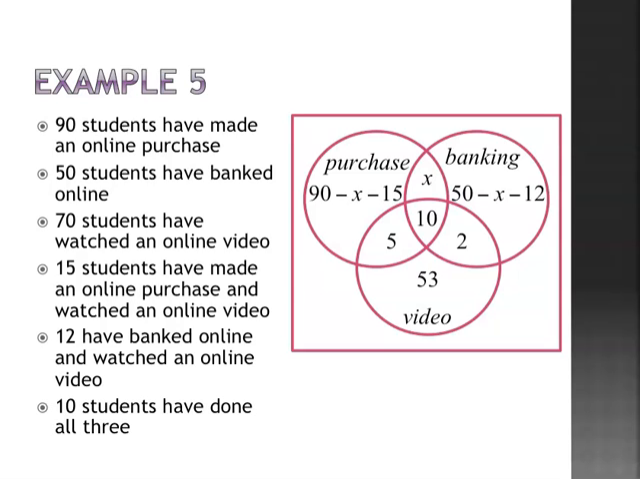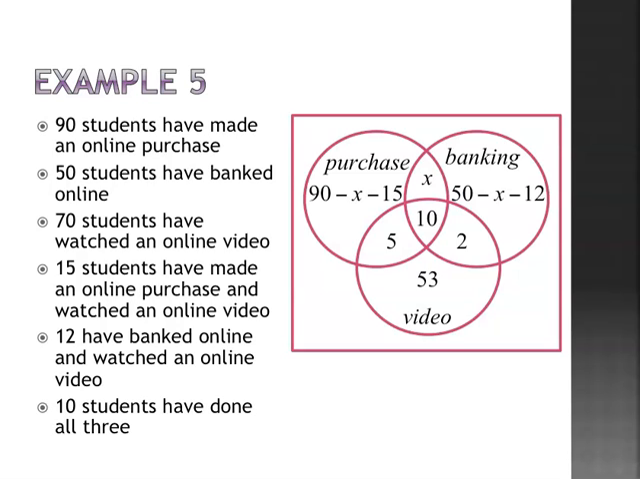All right, now that we've made a Venn diagram, we want to go ahead and use that Venn diagram to help us actually answer the question. So how many students have made an online purchase and banked online? Well, we need to know how many did only the online purchase and banking and not watching the video. So what we're going to do is take all the information from the Venn diagram, and remember we were told that 150 students are part of this survey.